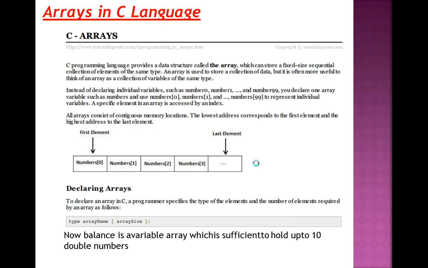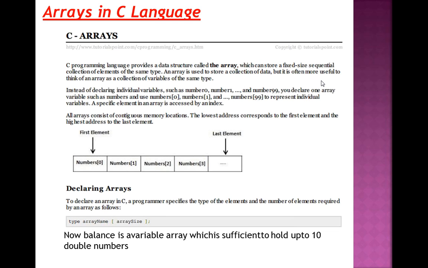In the last class we discussed the array. What is an array? An array is a combination of similar data types. Whenever we combine digits or numbers that have a similar data type, that is known as an array. C provides a data structure known as an array that is used to store a fixed size sequential collection of elements of the same type.